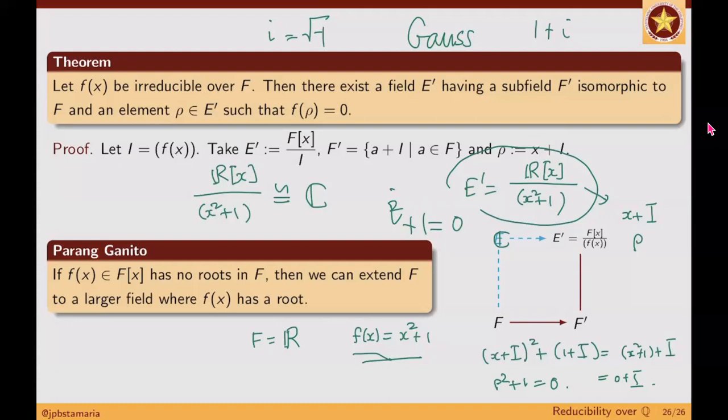Naintindihan ba? Before I proceed to the next slides, meron pa tayong isang problema actually. Kaya nating i-construct ito. Ang tanong, ito. Kasi ito yung directly above F, diba? Siya yung nagko-contain kay F.